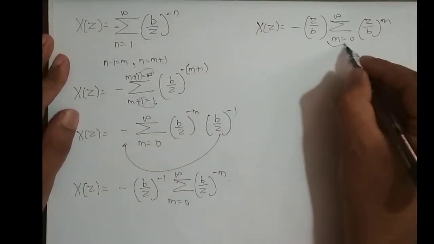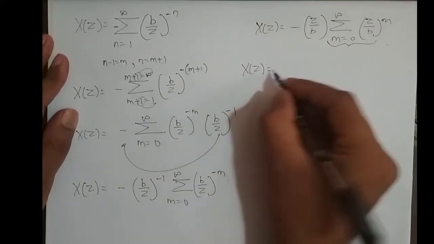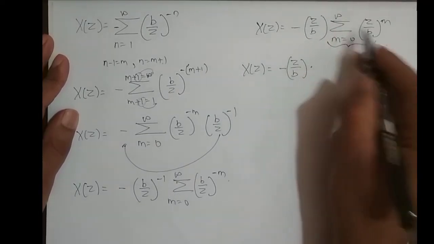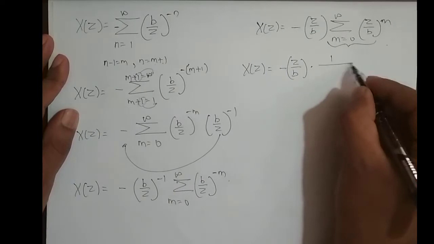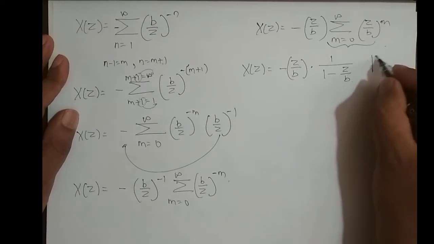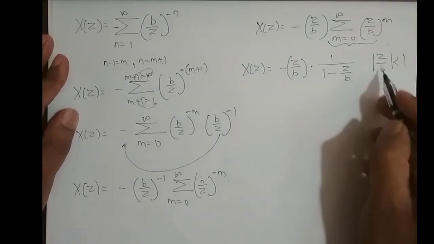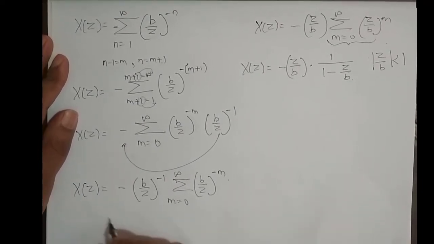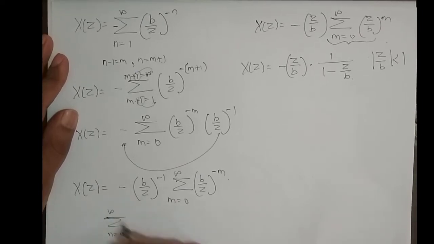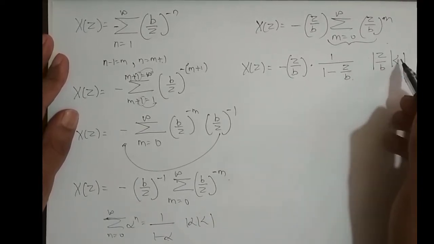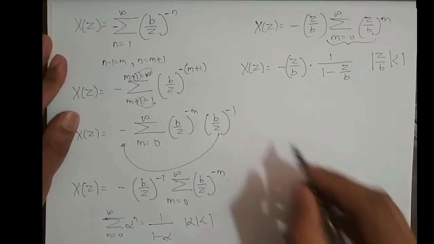Fine. Now I can use that standard result. So x of z is equal to what? Minus of z by b into summation n varying from 0 to infinity alpha power n. What is it? 1 divided by 1 minus alpha, and alpha is z by b. What was the condition? Magnitude of alpha should be less than 1, and alpha here is z by b. This was the standard result we had. Summation n varying from 0 to infinity alpha power n is 1 divided by 1 minus alpha, provided magnitude of alpha is less than 1. In this case alpha is z by b, so magnitude of z by b is less than 1.